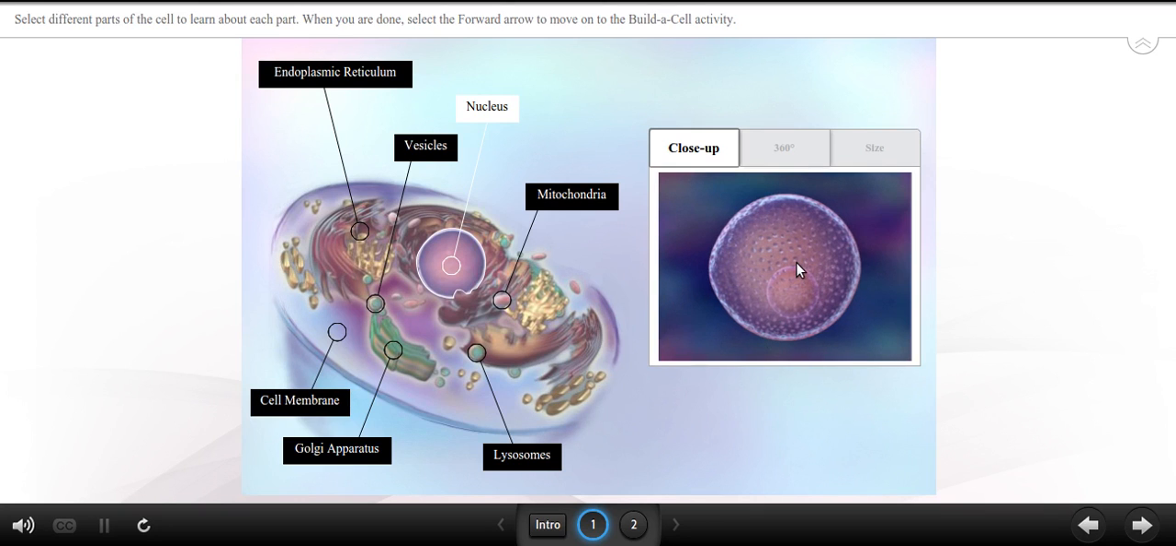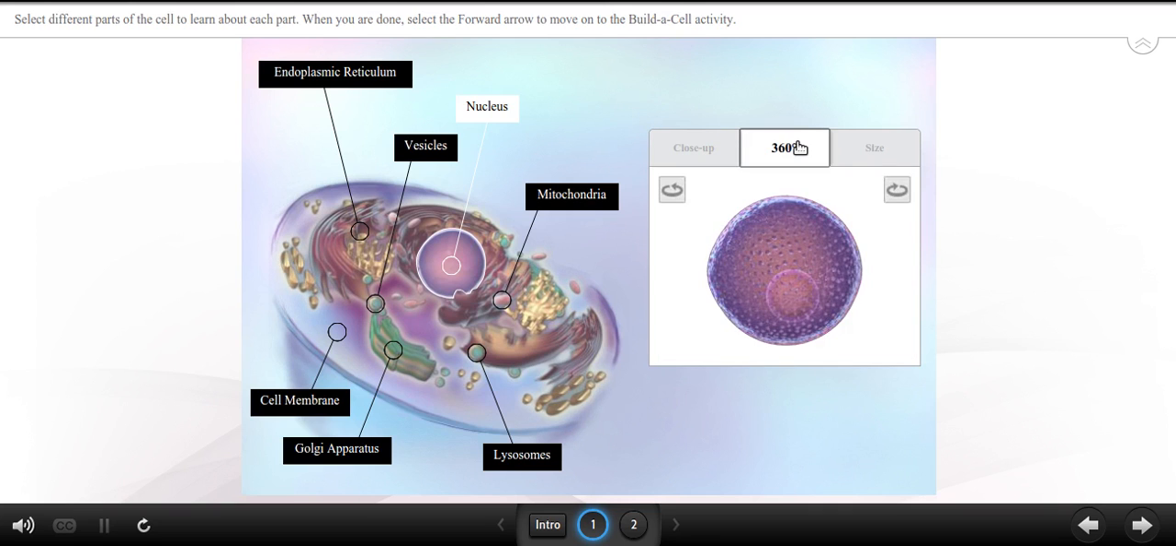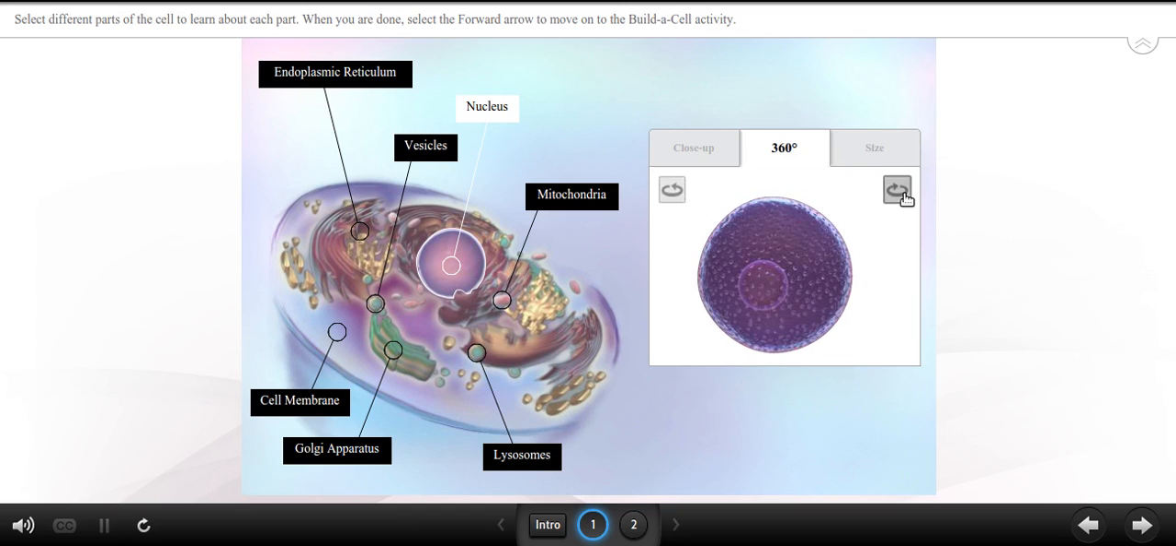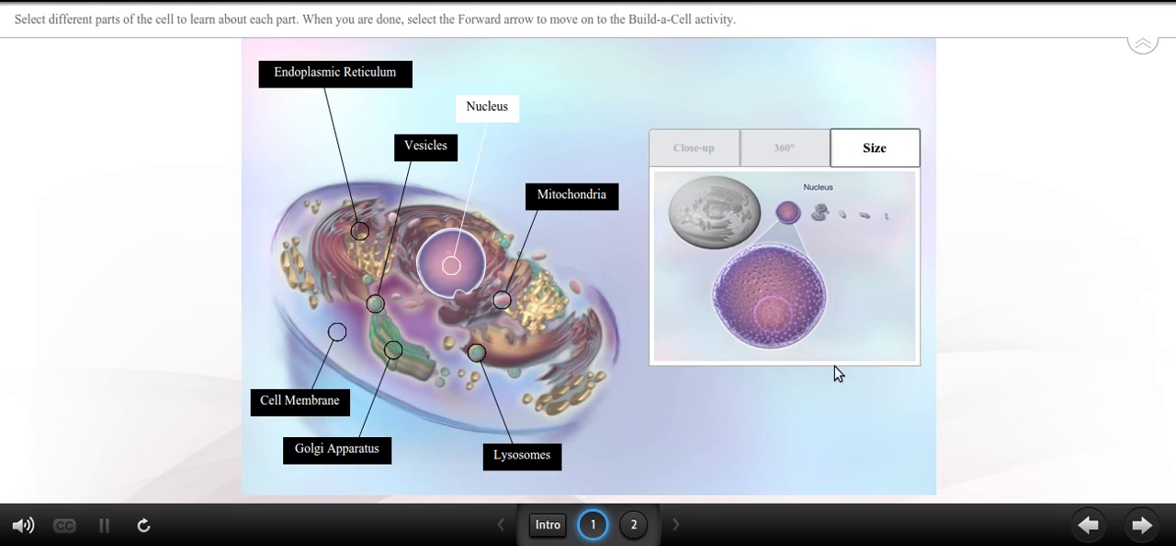The nucleus is surrounded by a double membrane called the nuclear envelope, also called the nuclear membrane. Small pores in the nuclear envelope allow certain molecules to enter and leave the nucleus.